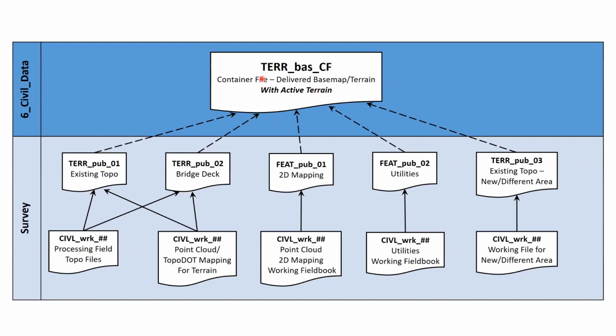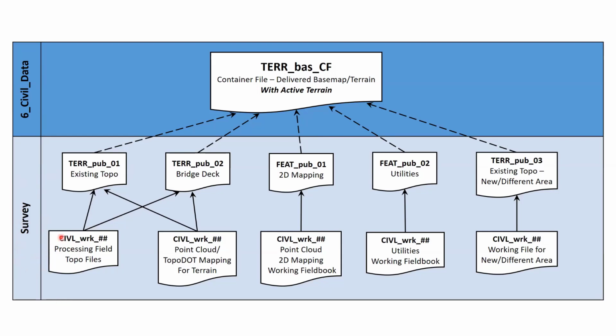Attached or referenced to that terrain base container file are all of these new files. So we've got the terrain pub and the feature pub files. All of those are referenced to this terrain base container file. They will contain what I call our live data that we want to deliver, and these reside within our survey discipline folder. Then to get our data into these pub files, we created these civil working files.